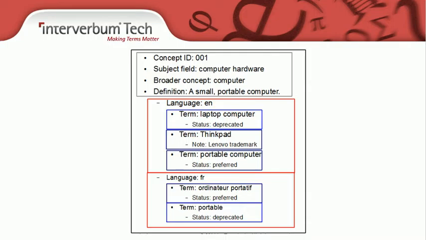At the language level for English, we have three terms. Each term has its own section, and you can put fields in these term sections. So for example, for the laptop computer, we have here a status value deprecated versus portable computer has a status value of preferred. And ThinkPad is noted as a trademark. So this way you can distinguish between the terms in the entry. So that's how information gets associated to different levels of the entry.